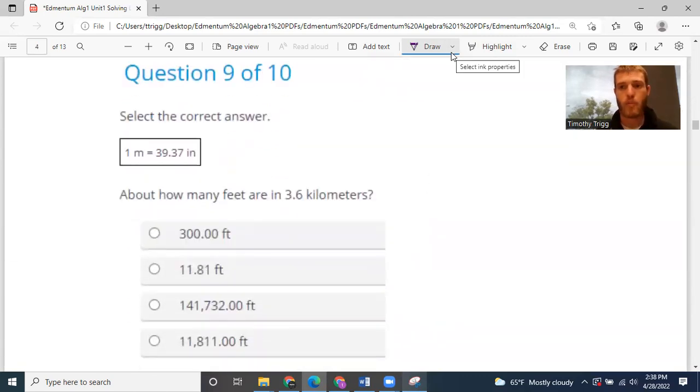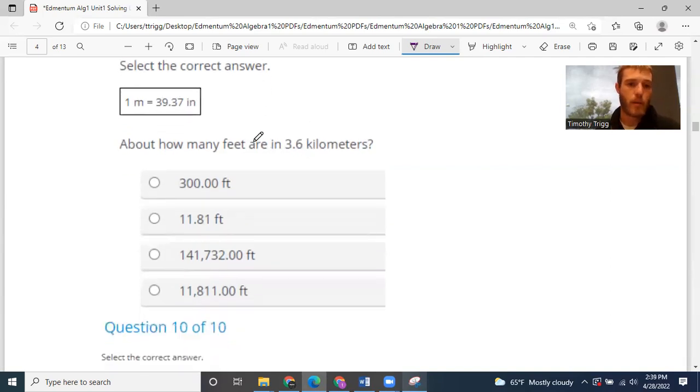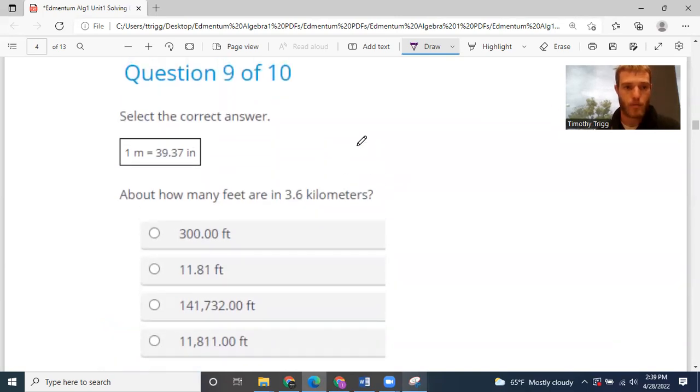Number 9, almost done with the practice. 1 meter equals 39.37 inches. About how many feet are in 3.6 kilometers? Okay, so 1 meter is 39.37 inches. So we have this ratio here, and it says how many feet are in 3.6 kilometers.